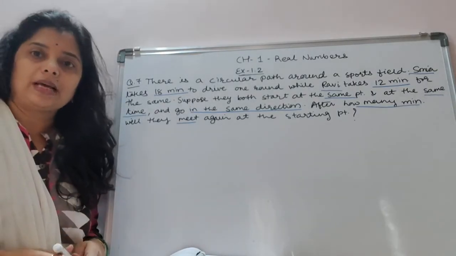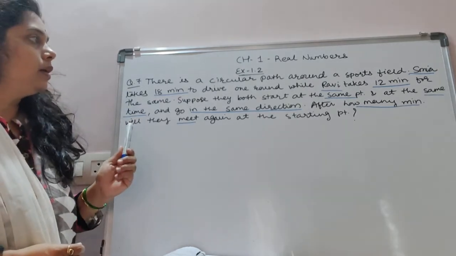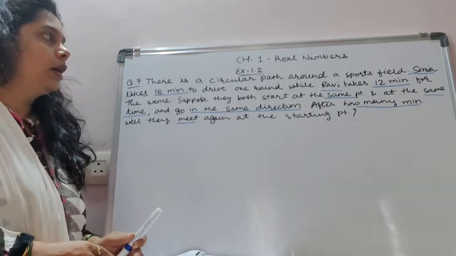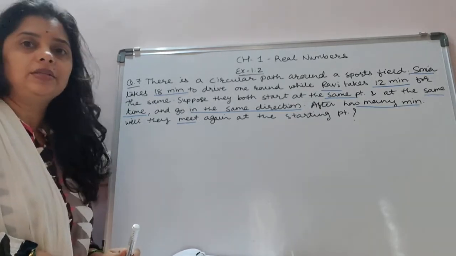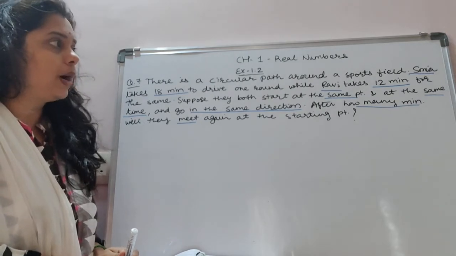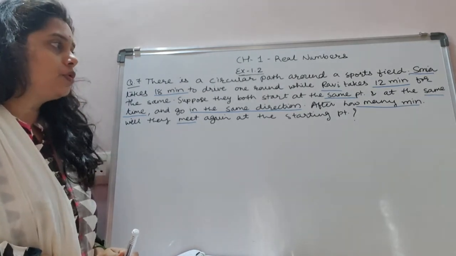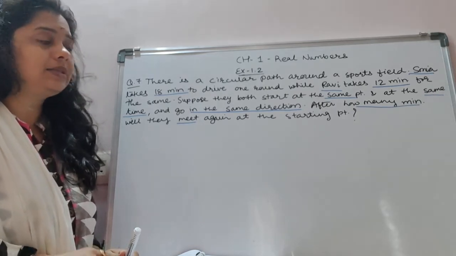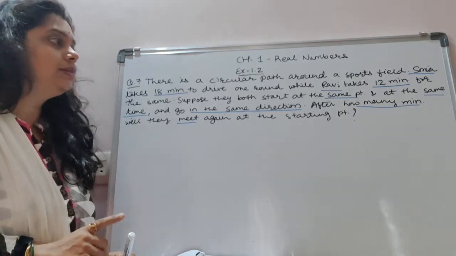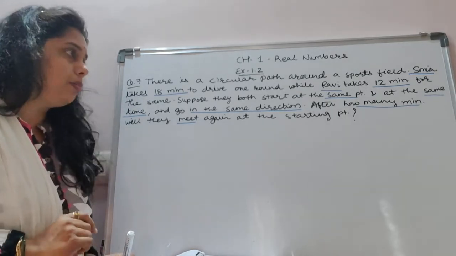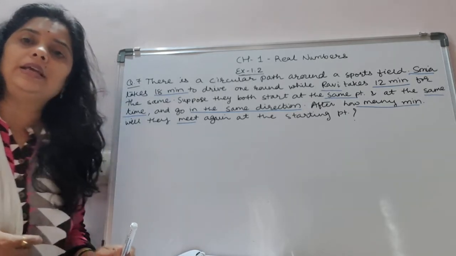Question number 7, last question of exercise 1.2. Here there is a circular path around a sports field. Sonia takes 18 minutes to drive one round while Ravi takes 12 minutes for the same. Suppose they both start at the same point and at the same time and go in the same direction. After how many minutes will they meet again at the starting point?